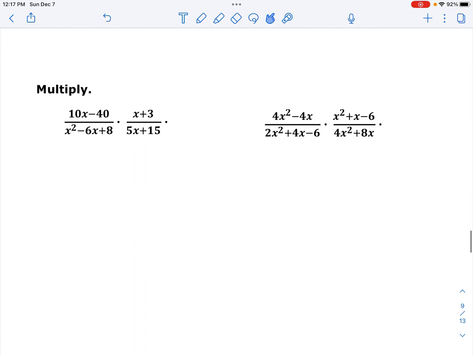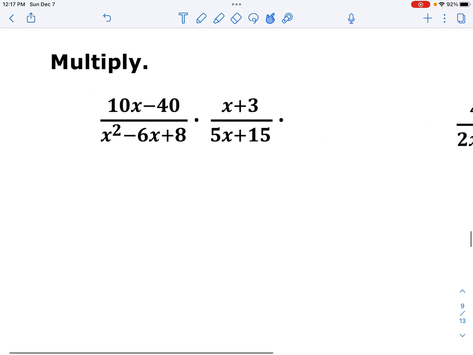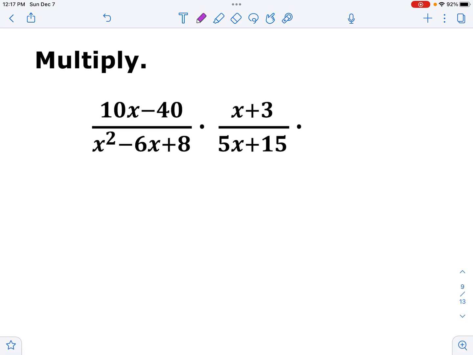But as it said, if it's a binomial or a trinomial, you want to factor everything you can first and then cancel anything you can out. So I'm just going to look at each term. So this first one, 10x minus 40, there's a 10 involved. I'm going to factor that out first. I get this.